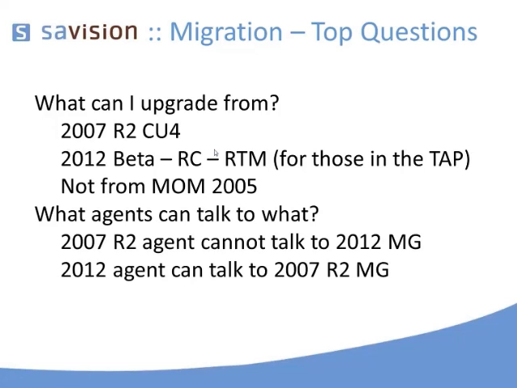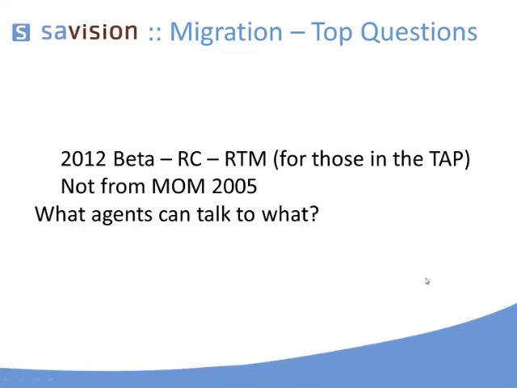The question that I get a lot about is, what agents can talk to what? So as an example, if I have an Ops Manager 2007 R2 agent, it cannot talk to a 2012 management group. It can only talk to the existing 2007 environment as it stands right now. Now, however, an Ops Manager 2012 agent can talk to both Ops Manager 2012 as well as to 2007 R2 management groups. So both of those are available in essence. So that's going to be a key to something we need to be able to look into as we work through the coexistence on these.